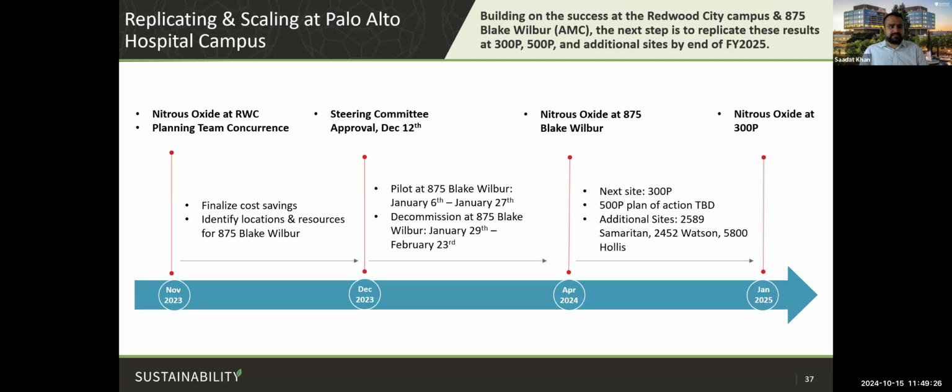And moving into next steps. As I mentioned, we've completed this at 2 locations, and now we are going forward in the next couple of months to do our main Stanford Hospital 300 Pasteur before moving on to our newest hospital, 500 Pasteur.